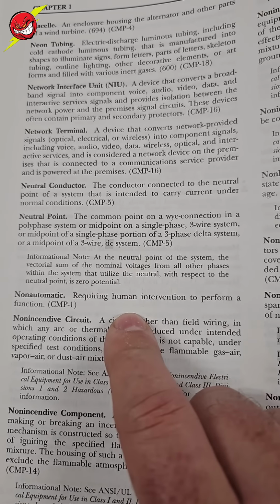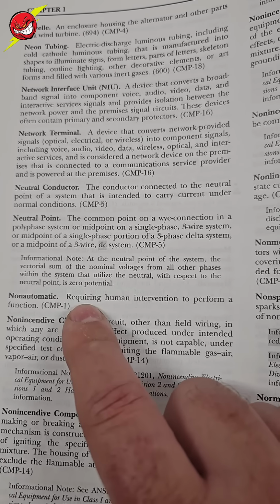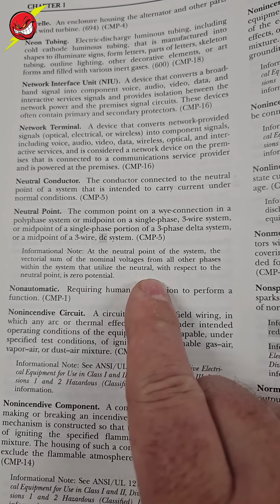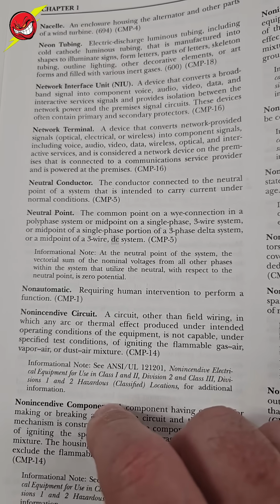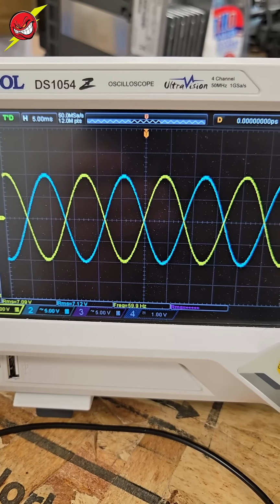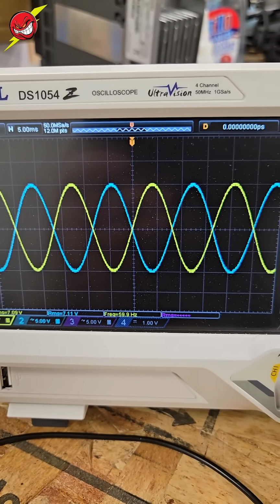At the neutral point of the system, the vectorial sum of the nominal voltages from all other phases within that system that utilize a neutral with respect to the neutral point is 0. Well, what the crap does that mean? Let's take a look at a normal single-phase, split-phase system. I've shown this a million times, just like a normal residential service.